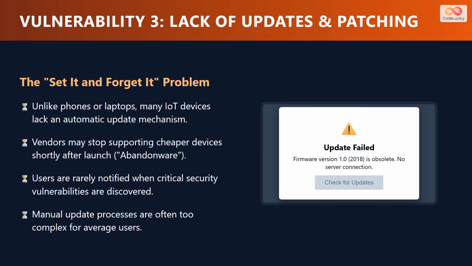A unique challenge in IoT is the lack of updates. Unlike your phone or laptop, many cheap IoT devices do not have an automatic update mechanism. If a vulnerability is found, the vendor may never release a patch, or the device may be so old it is no longer supported, becoming what we call abandonware. This leaves users permanently exposed to known threats.